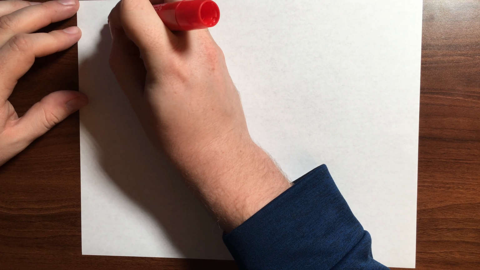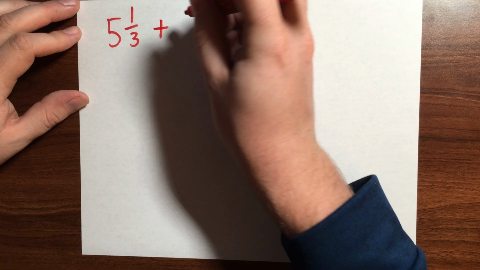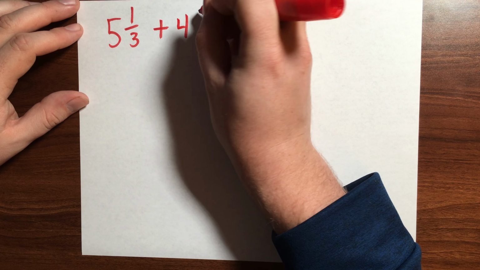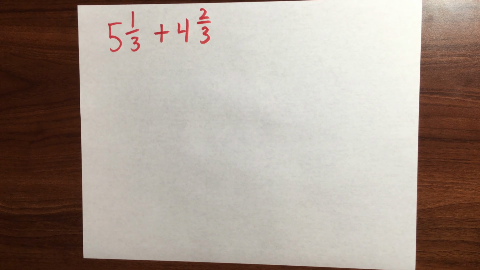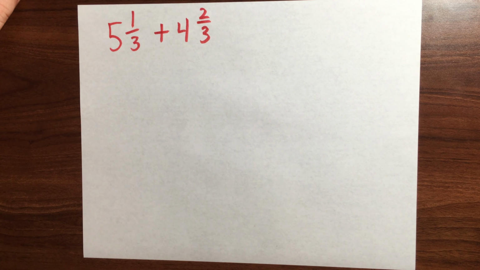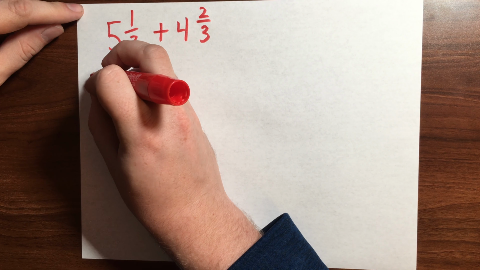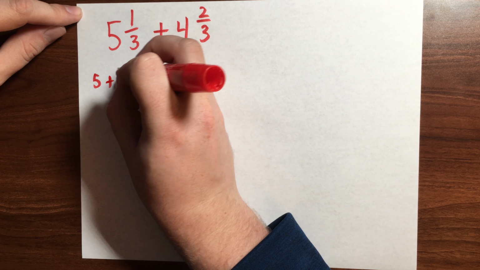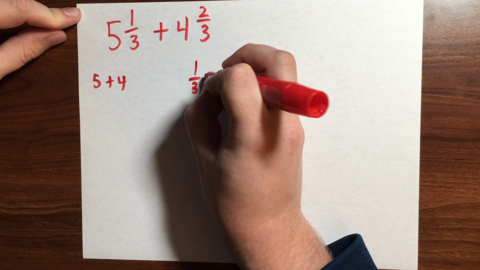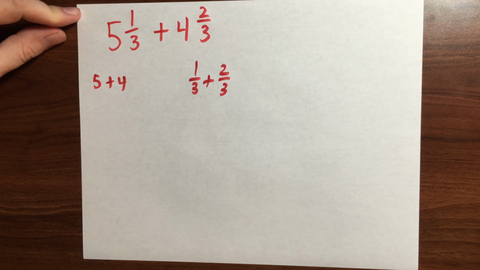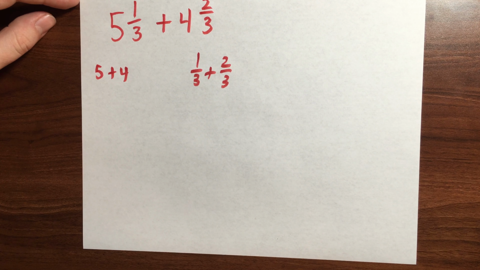Let's say that I have a problem like 5 1/3 plus 4 2/3. The first thing that I need to do when I'm adding fractions is separate out the parts of my problem. I'm going to put the whole numbers, 5 plus 4, on one side, and I'm going to put the fractions, 1/3 plus 2/3, on the other side. And I'm going to solve them separately, and then bring them together at the end.